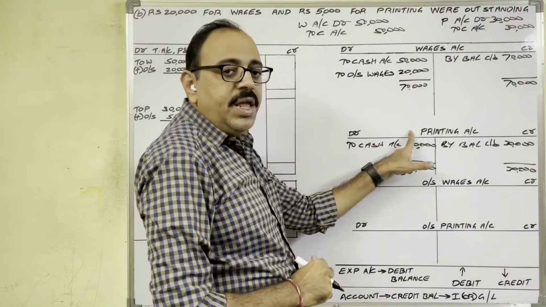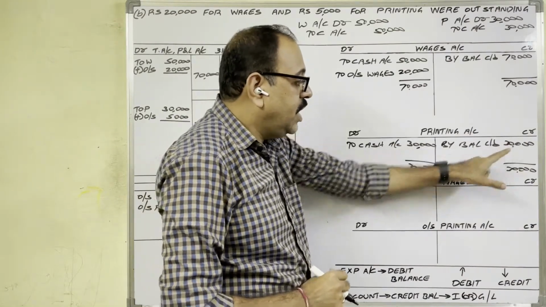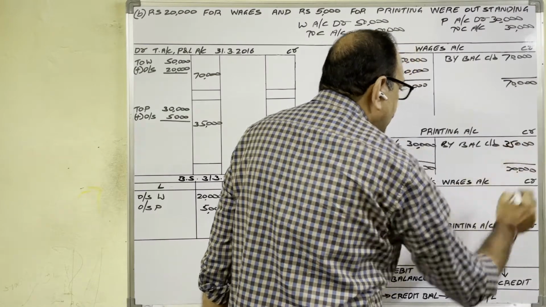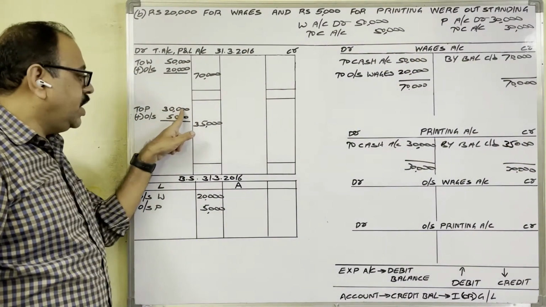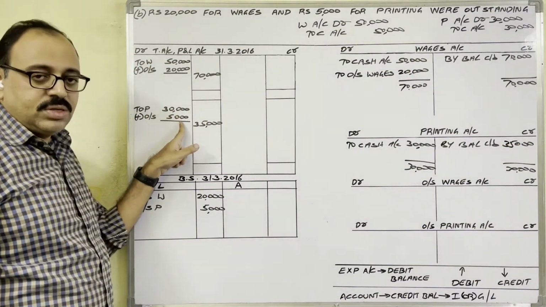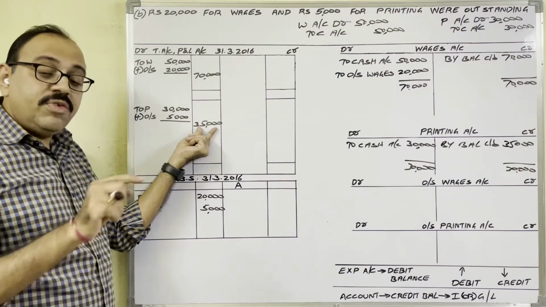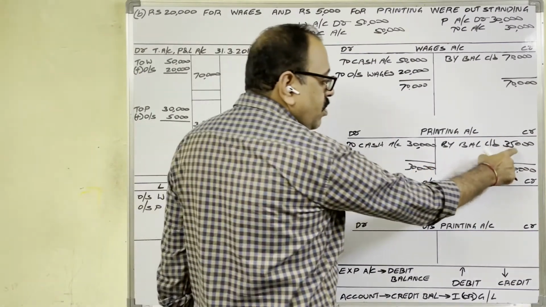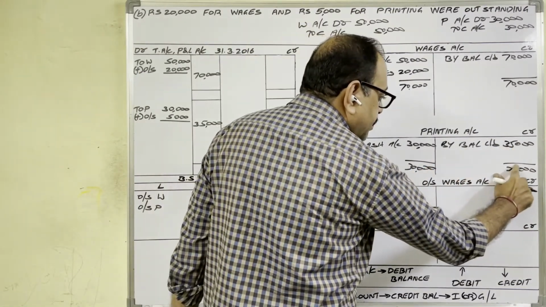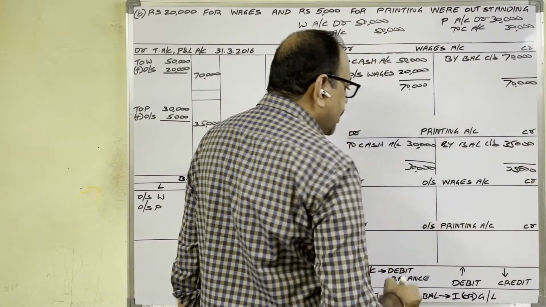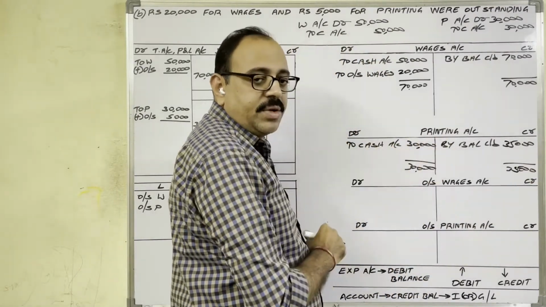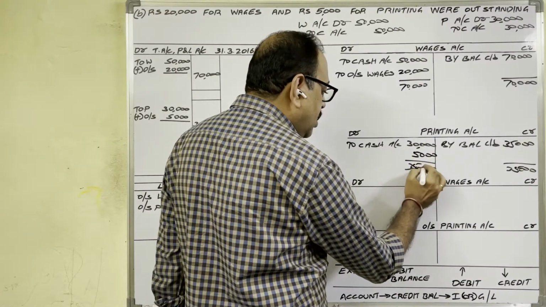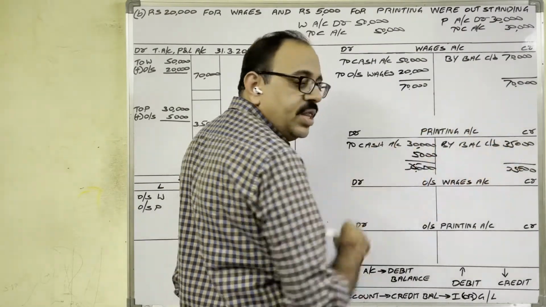Similarly, in printing account, I want 35,000 as balance carried down, because in final accounts, to 30,000 I want to add this 5,000. So total printing 35,000 I want to show in P&L account. Then balance carried down 35,000 we need. Then that 5,000 we said we should write on the debit side. Then total becomes 35,000. Balance carried down also 35,000.